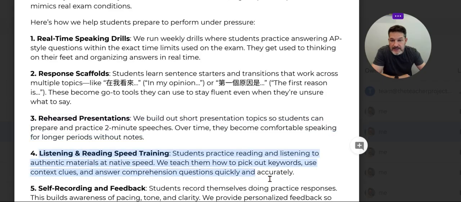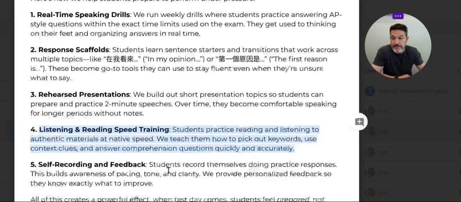All right. Listening and reading speed training. So a lot of times this happens in standardized tests. Students, they stop and they wait before they can really grasp what they're reading or what they're listening to. You don't have time for that in the exam, and you really don't have time for that in a conversation.